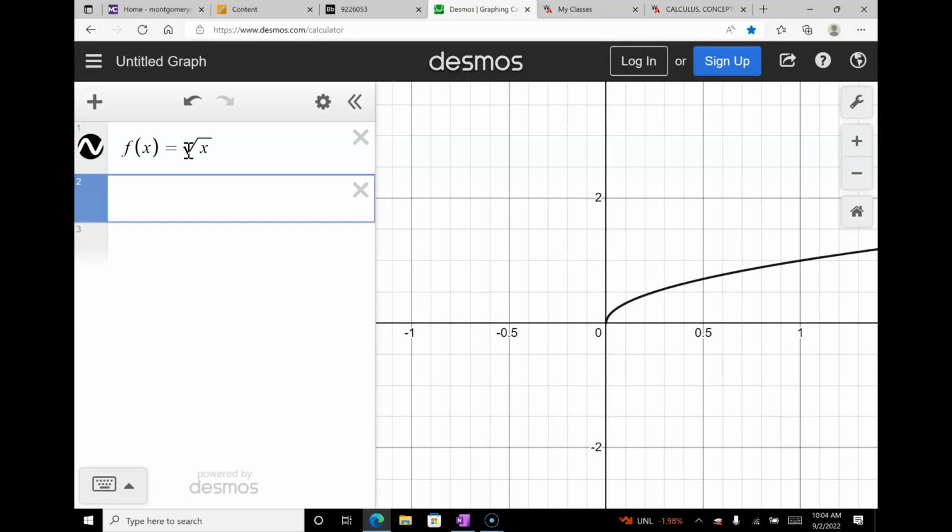But I want to put an arbitrary point on here, and I'm going to use the letter A. You can use any letter you want. If you use pi, it won't work. If you use E, it won't work. So I'll use the letter A as a variable. So A comma f of A.